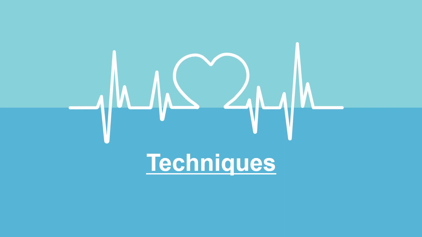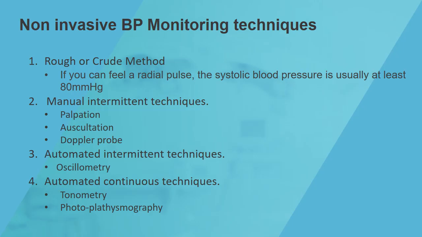Okay, so beginning with the techniques, we have got 4 to 5 techniques for non-invasive blood pressure monitoring. There is a rough or crude method where you don't need any apparatus for measurement of the blood pressure. If you don't have any blood pressure apparatus, either invasive or non-invasive, and you need to see if there is peripheral perfusion of the patient, or if the patient is having hypotension, you just feel the radial pulse of the patient, and if you feel the radial pulse, yes, the systolic blood pressure is around 80 millimeters of mercury.